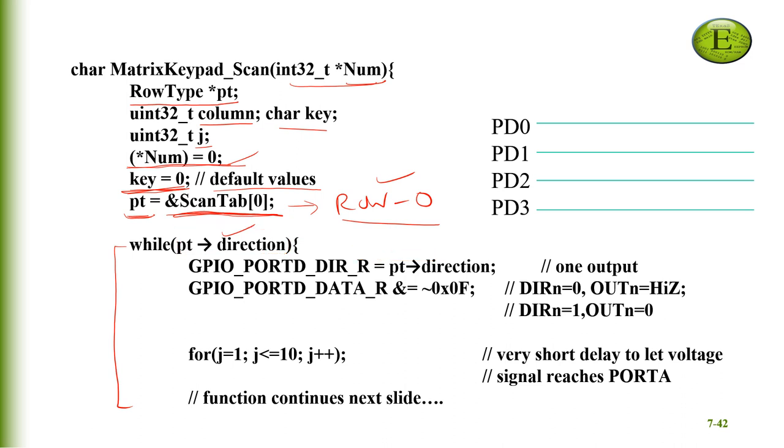Then our first step is to determine, as we said before, the port D direction. How do we determine the direction of port D? In the very first iteration, we want to make PD0 an output port pin, and all three others input, because we are really not interested in scanning these rows. We are only interested in scanning row number 0. And that's what we are doing over here.